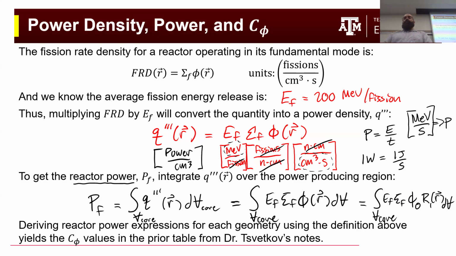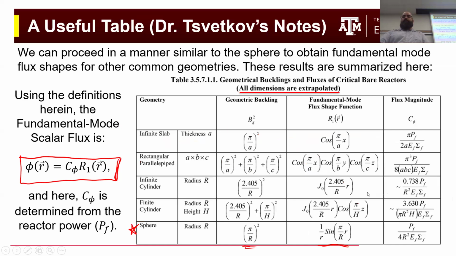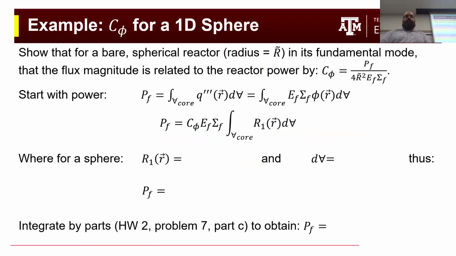So we should definitely be comfortable with obtaining these flux magnitudes, which means that we should be comfortable integrating these spatial shape functions over the volume described by the geometry. And I gave you guys some practice on that on the second problem set, and I was going to talk about at least walking through the steps for what that would look like for a sphere.